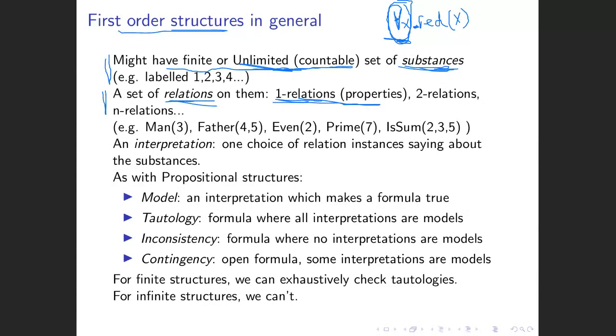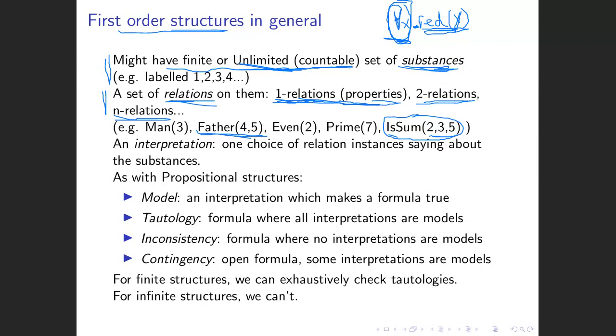Predicates, relations that only have one argument, are often viewed as being properties. Red is a predicate with a single argument, or it's a relation only applying to X. Two-argument relations are things like father: substance 4 is the father of substance 5. Or you can have relations with more arguments. We talked, for example, about mathematical relations. You could have a relation called is sum, a way of expressing the idea of addition. You're saying, is it true or false that this relationship holds between the numbers 2, 3, and 5? This is true if 2 plus 3 actually does equal 5, and otherwise it's false.